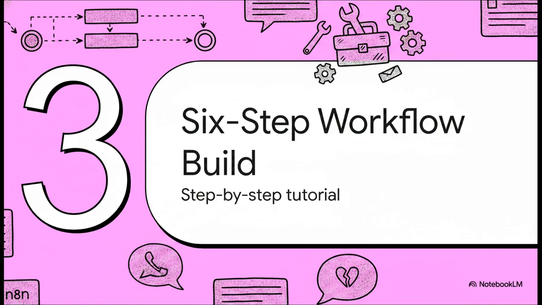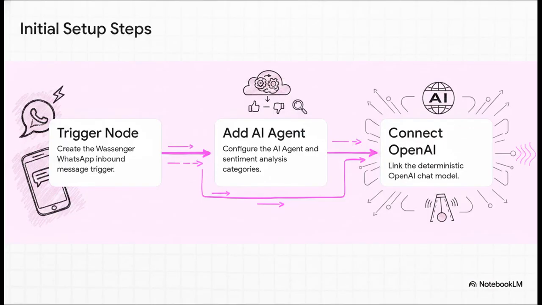All right, Section 3, the 6-step workflow build. Let's get our hands dirty. We start by capturing the message. Step 1 is simply creating the Wassenger trigger node inside n8n, setting it to fire whenever a new inbound message is received. Then, Step 2 is adding the AI agent for sentiment analysis.